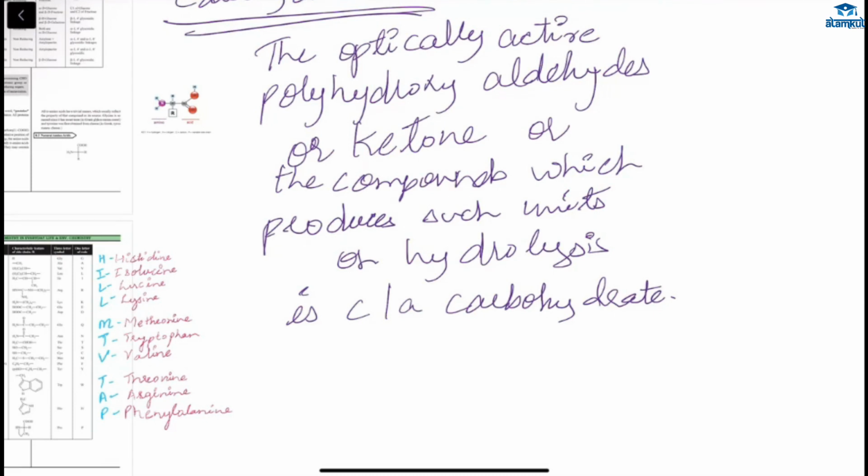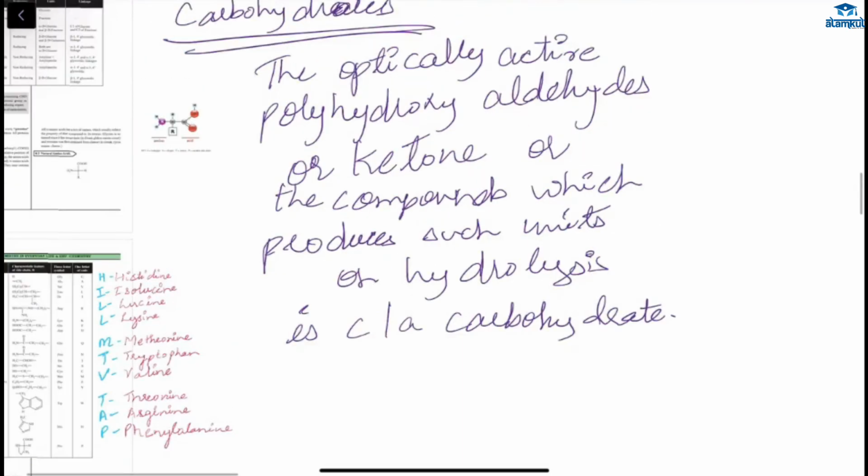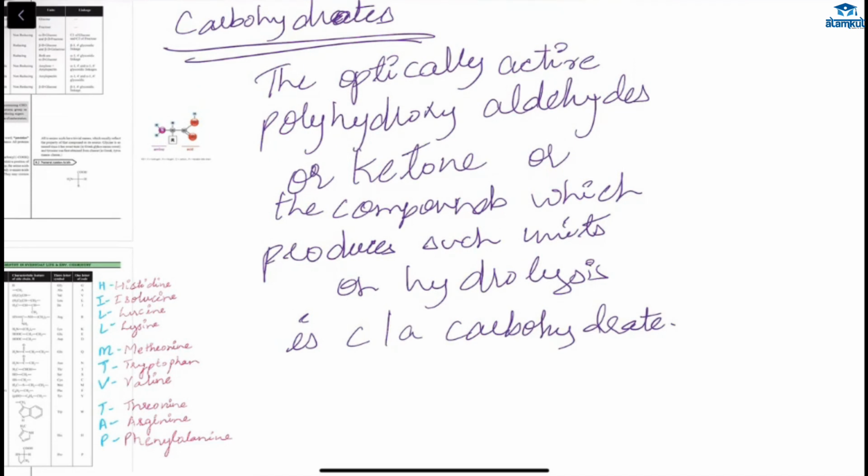That is why optically active. Then polyhydroxy aldehyde or ketone. In their formula, either they have the aldehyde in their chemical composition or they have the ketone in their chemical composition. Polyhydroxy means they are large in number. So that is why optically active polyhydroxy aldehyde or ketone. And if we go further, on hydrolysis, the molecules that give these aldehyde or ketone, what will we call them? Carbohydrate. Any doubt till here, up to the definition? No, ma'am.